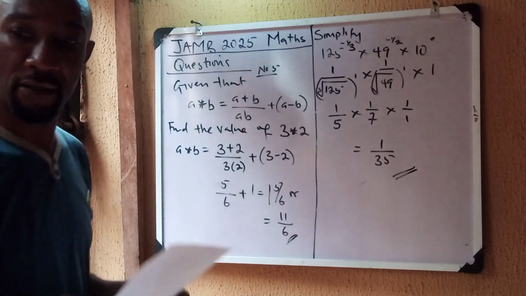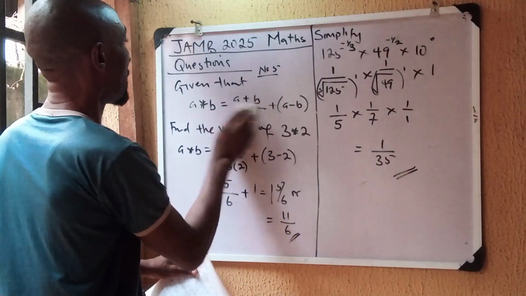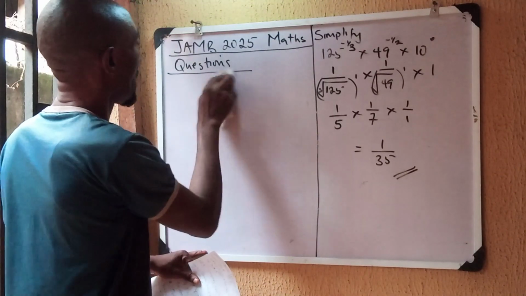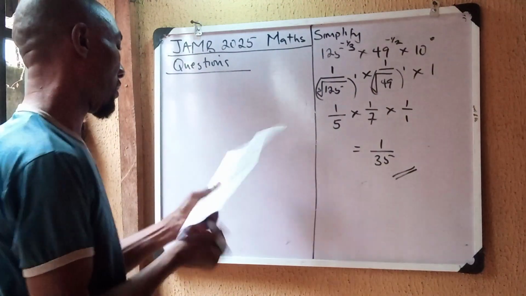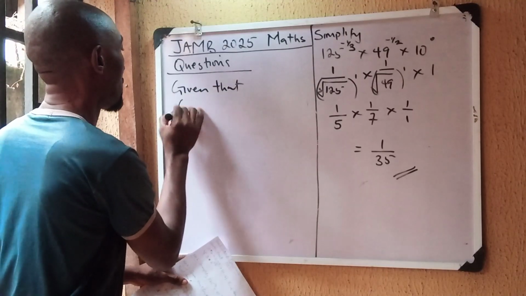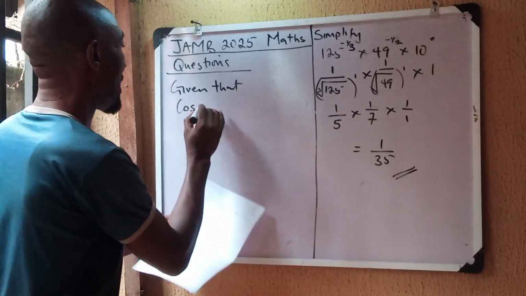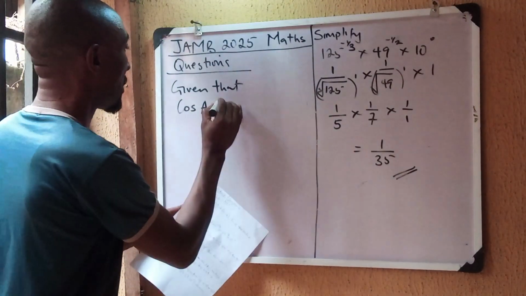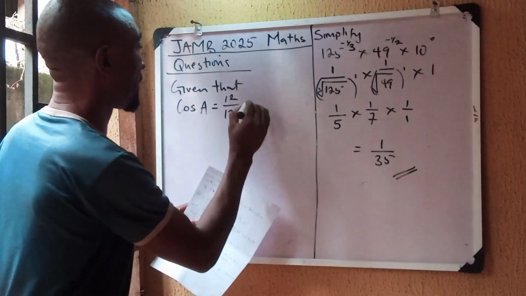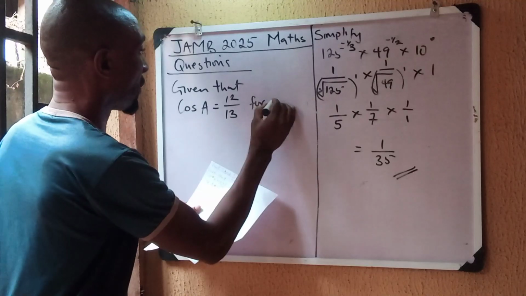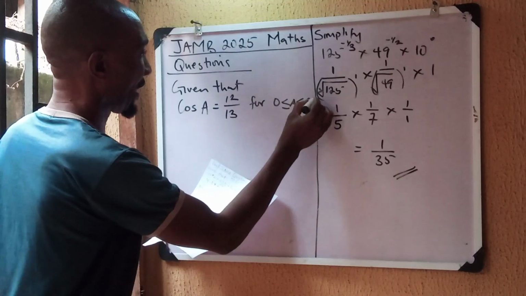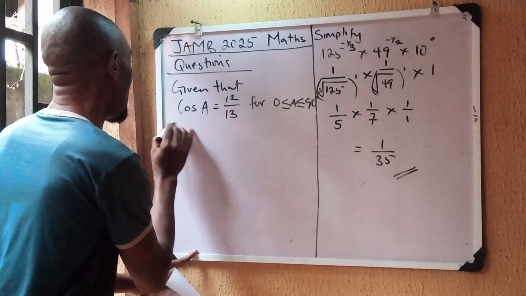Next one says, given that cos A is equal to 12 over 13, for 0 less than or equal to A less than or equal to 90 degrees, find tan A.